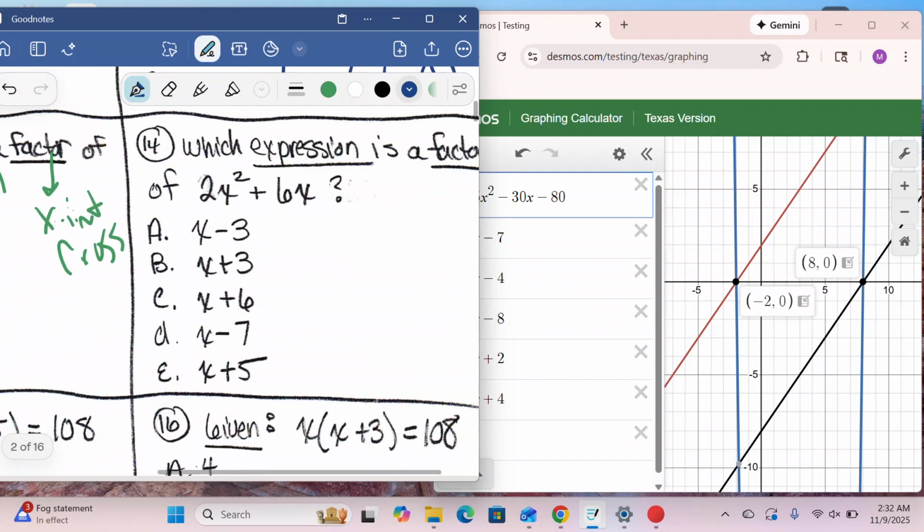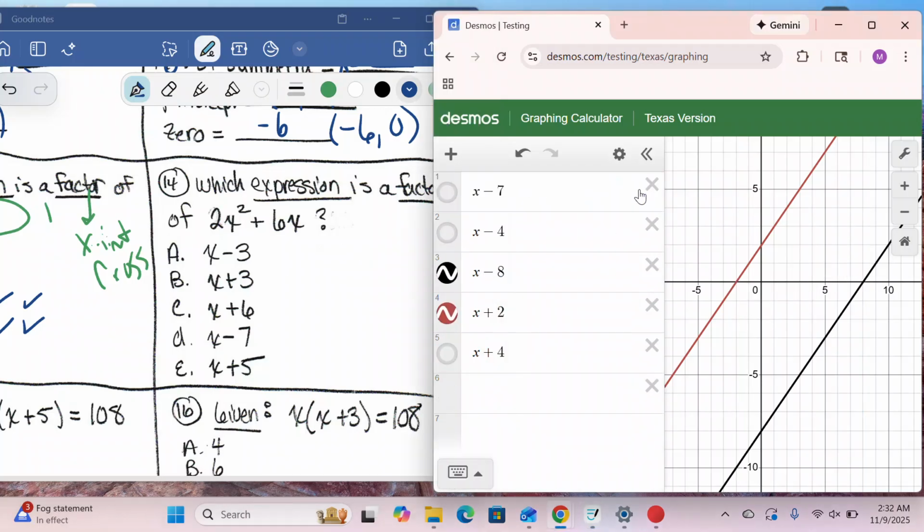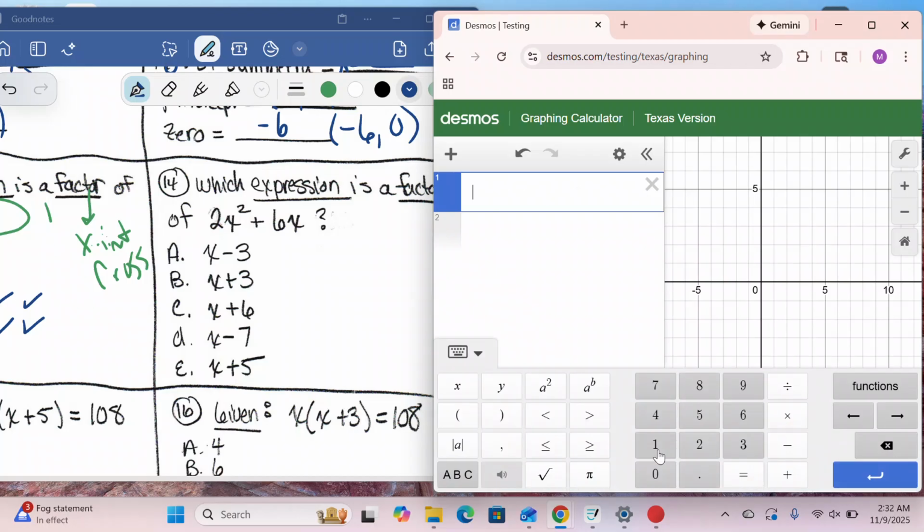So we're going to do the next one. And the next one is interesting because which expression is a factor of 2x squared positive 6x? So I'm going to go ahead and delete all my work from my previous problem, and I'm going to input the first one in Desmos. So I'm going to go ahead and input 2x squared positive 6x.